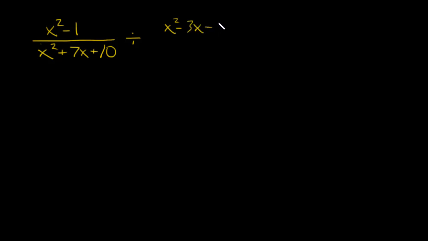Alrighty, so let's start off with maybe (x squared minus 1) over (x squared plus 7x plus 10), divided by, let's see, (x squared minus 3x minus 2) over (x squared plus 6x plus 5).